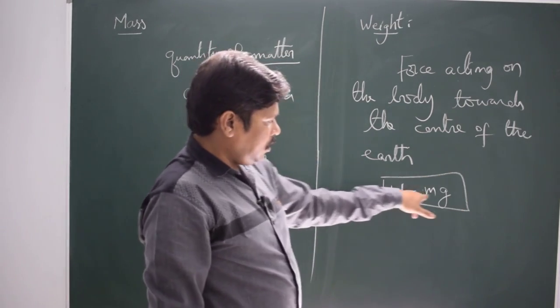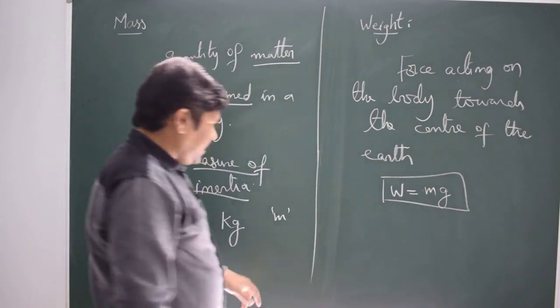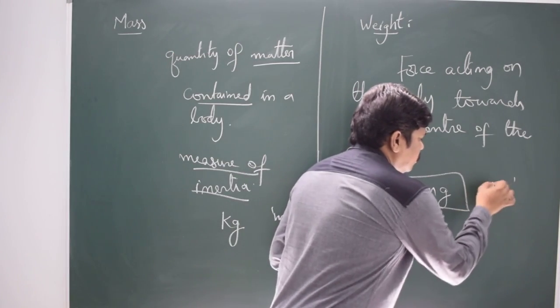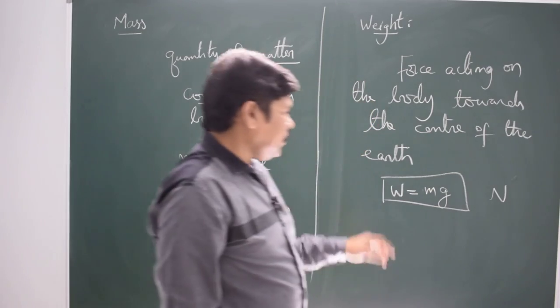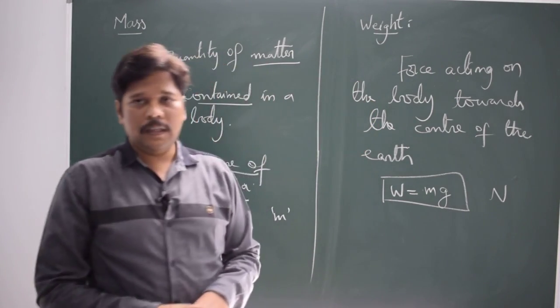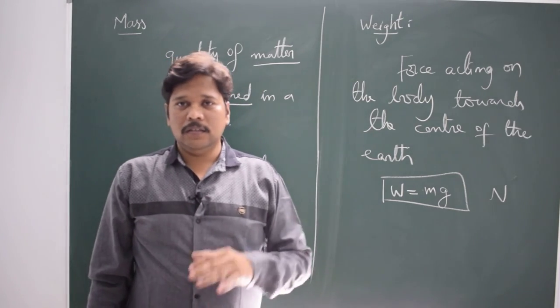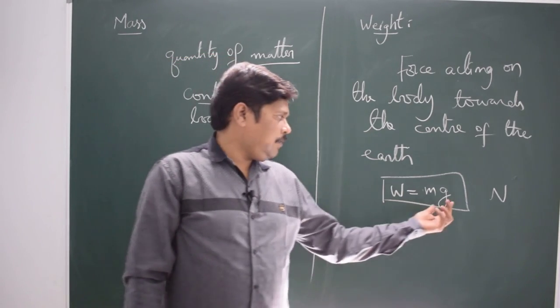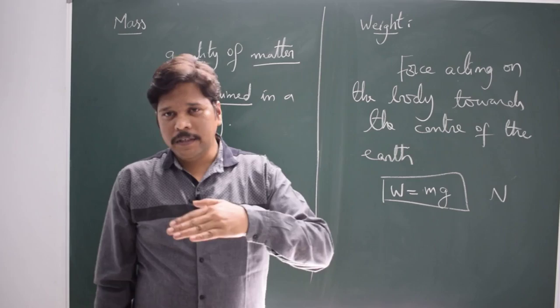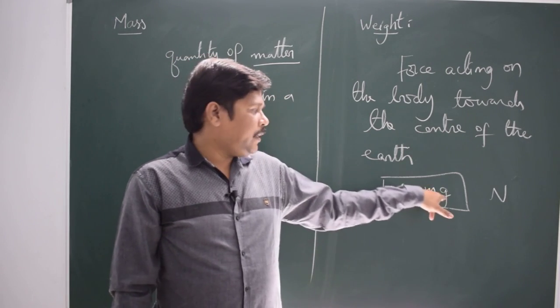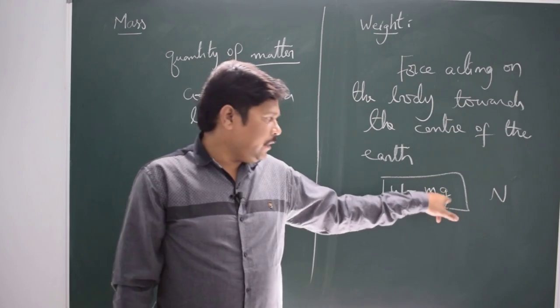Since it is a force, what will be the SI unit for weight? Weight will have the same unit of force, newtons. Weight of a body, since we know that acceleration due to gravity is not constant, it varies from place to place. On the poles it is more. So weight of a body is not constant, but it changes from place to place on the earth.